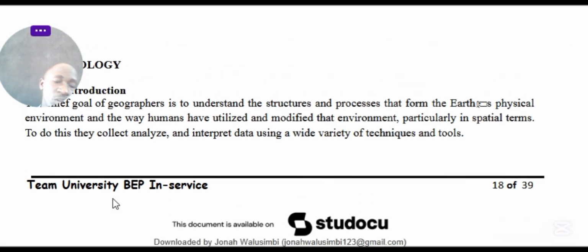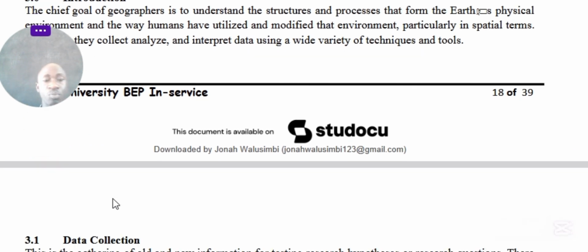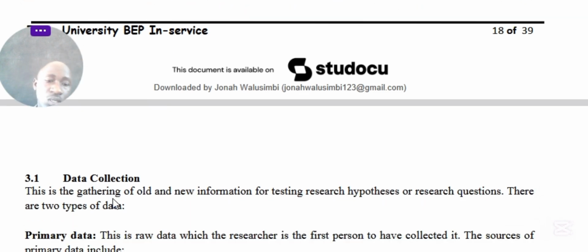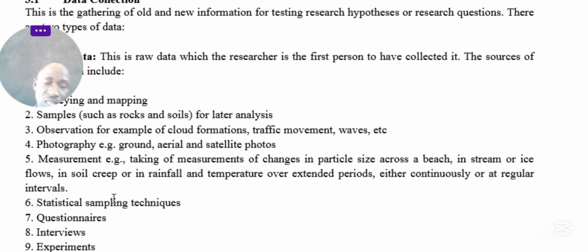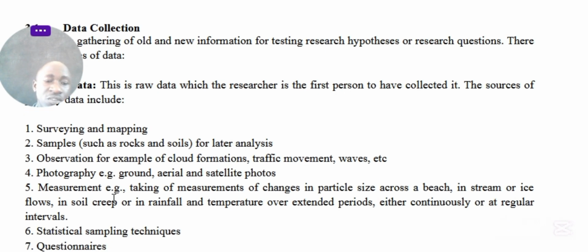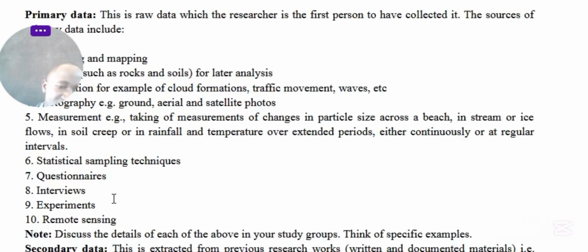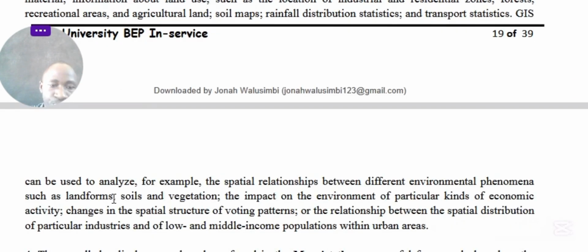Yesterday we looked at the methodologies. We looked at how we collect data from the field, whereby we looked at what we call the primary data source. Then we also looked at the secondary data source. Some of the examples that fall under the primary data source are surveying, mapping, sampling, observation, and measurement.